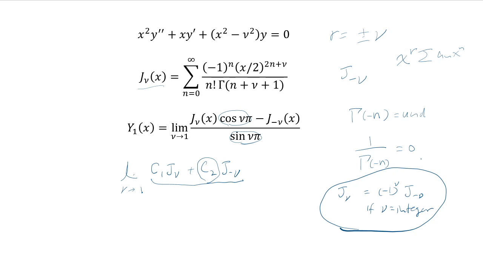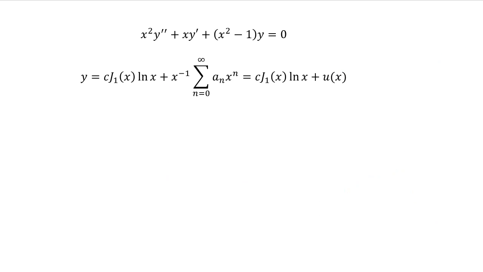Okay, so I think I spent too much time in the introduction. Now let's try to actually solve this. Because this one has the indicial equation solutions as +1 and -1, the positive one case gave us this J1(x), the Bessel function of the first kind of order 1.